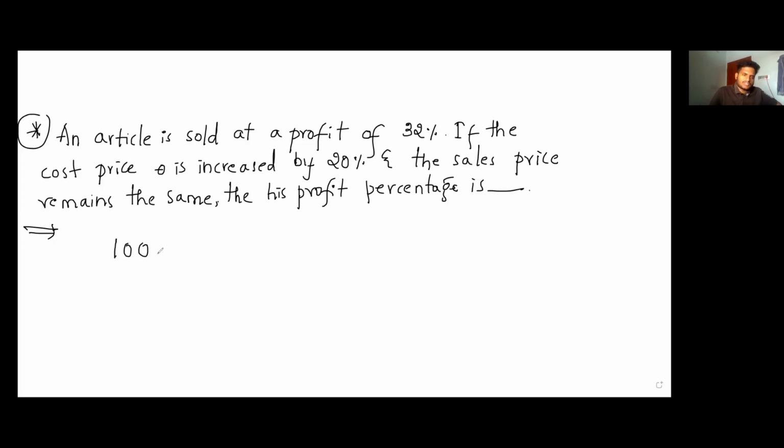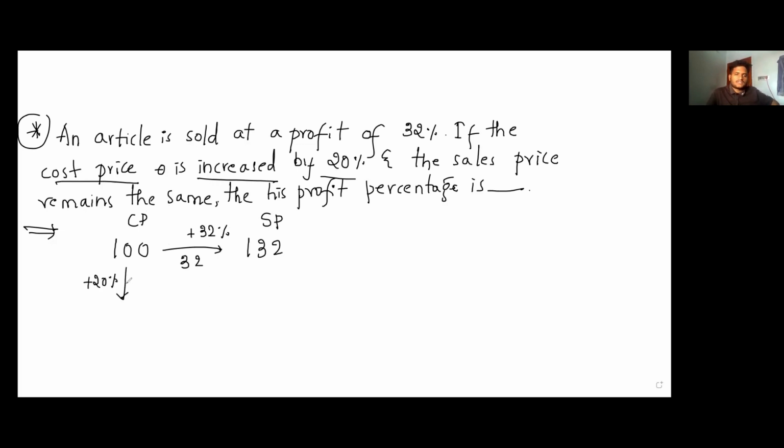If I take the cost price of the article as 100, I'm just imagining it, and it is sold at 32% profit. What is 32% of 100? 32. So the selling price is 132. Now they are increasing the cost price by 20%.